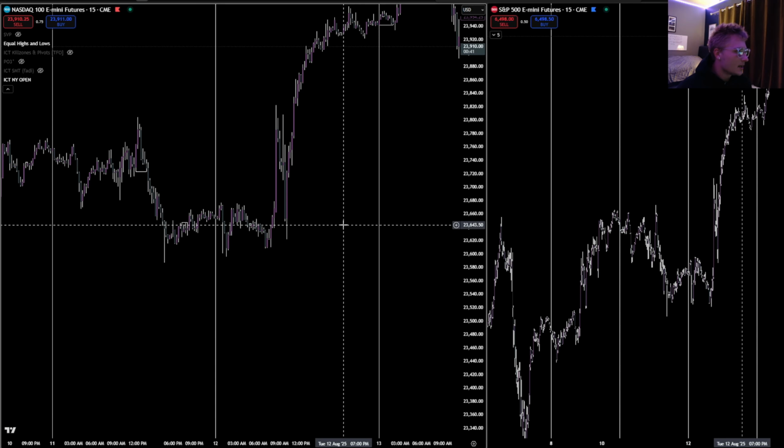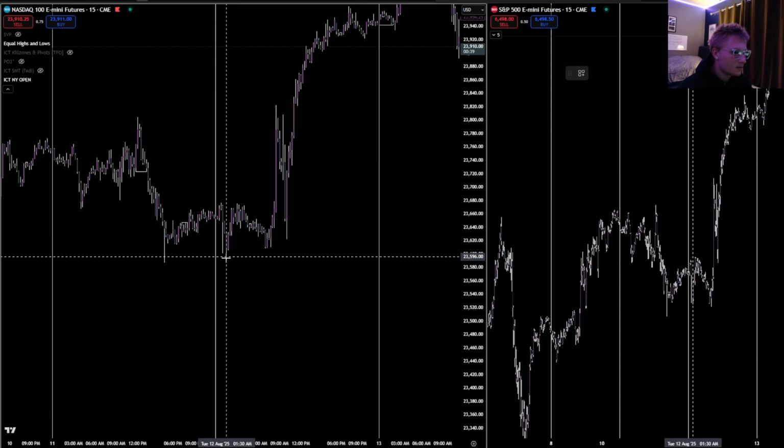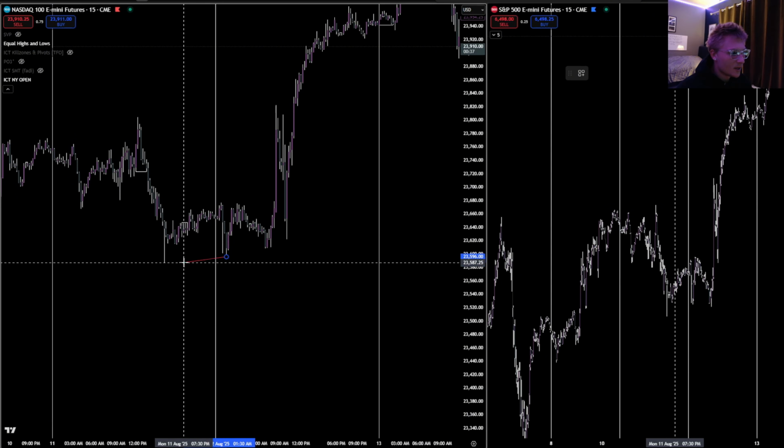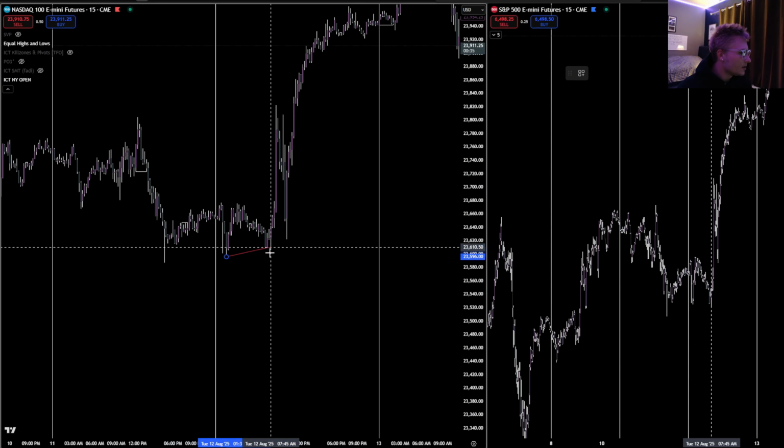An example of an external SMT as well is 15-minute and above, I would say. For external, you can see right here is an example of a bullish SMT.